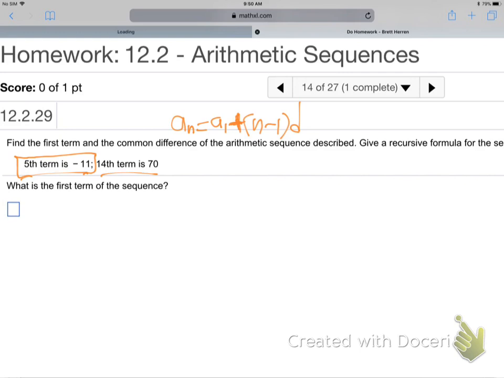Plug it in. So the ordinals are in, so fifth, 5 is in. And a sub 5, the fifth term, is minus 11. Everybody get that first equation? Minus 11 equals A1 plus 4D. So now see if you can get the second equation and put them together.